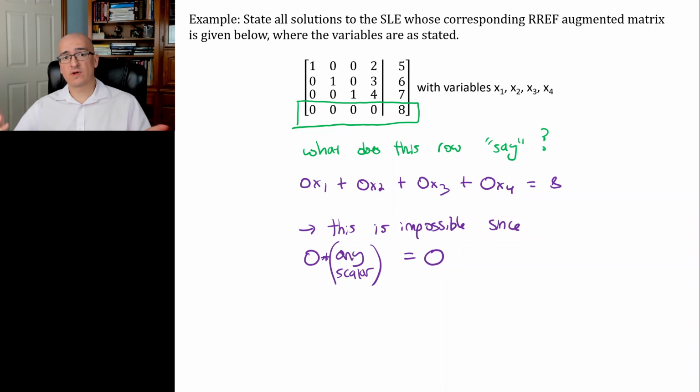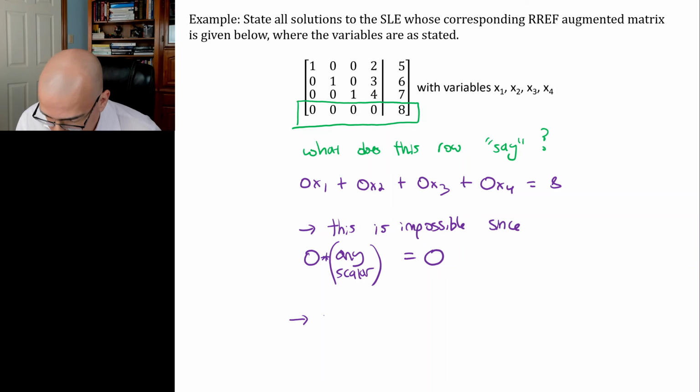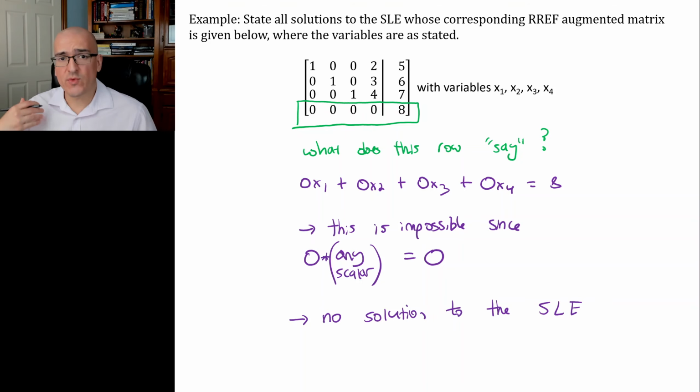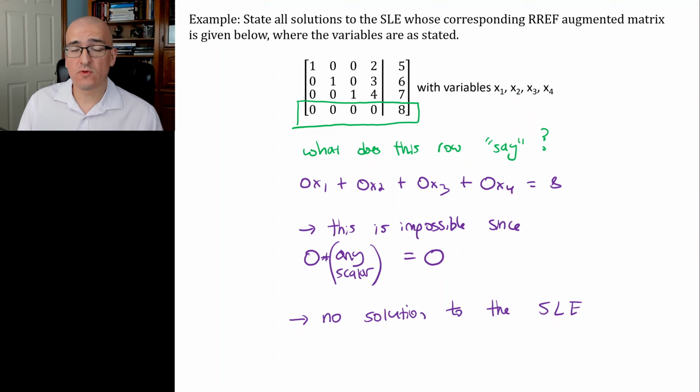So what does this mean? What is this last row telling us? It's telling us that there's no solution. No solution to the SLE. And we don't even have to look at the other rows. It's not necessary. One row that has this fatal flaw, 0, 0, 0 on the left side, and then not 0 on the right-hand side, it automatically means that there's no solution.